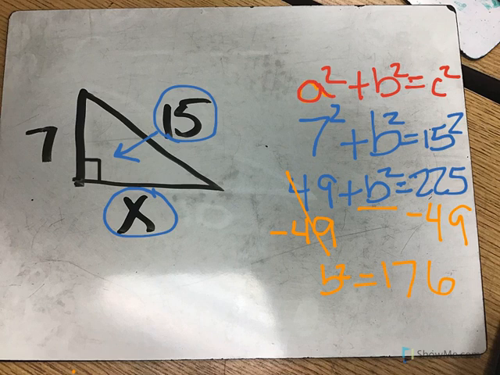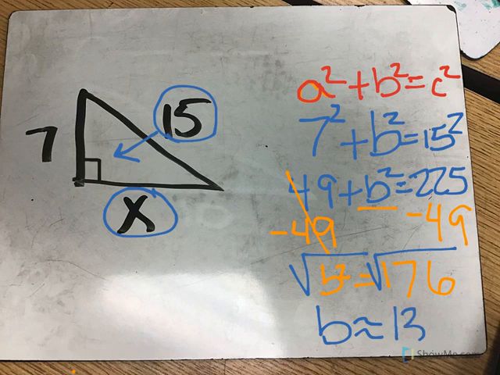Now, again, I don't care what b squared equals. I need to find out what b equals. And to go from b squared to b, I find the square root, because the square root of b squared is b. In all equations, whatever we do to one side, we do to the other. And again, this is not a perfect square, so it's going to give me an irrational number, but this is going to be around 13.27.